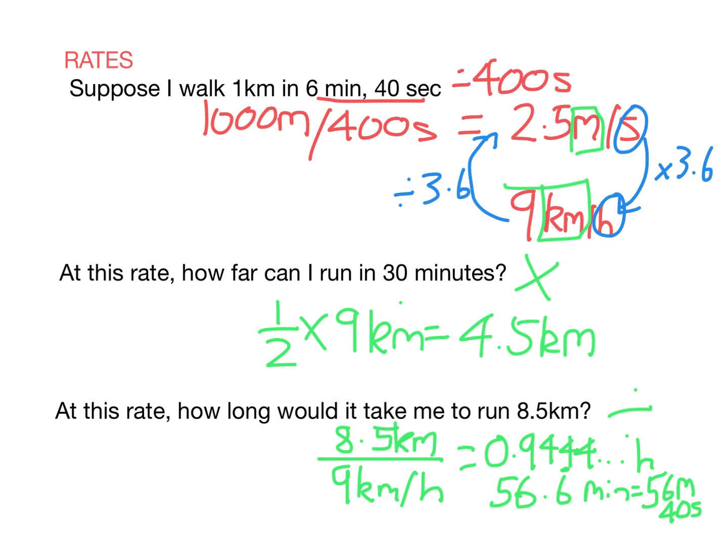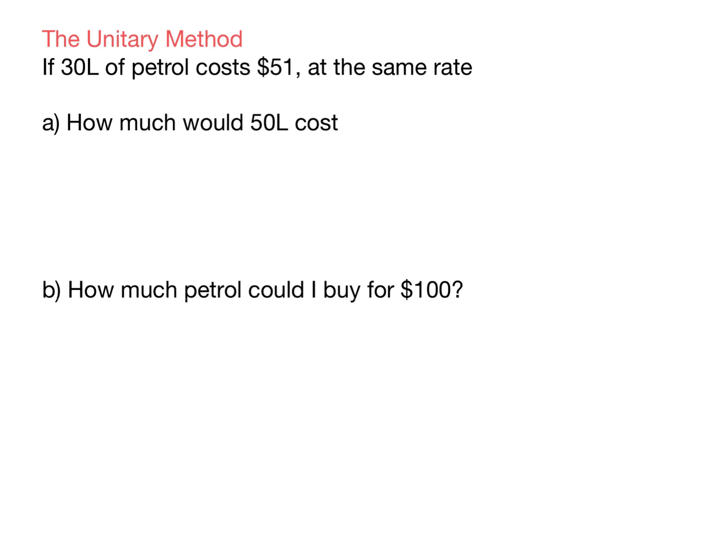All right, now we're going to look at more problems like this using the unitary method. So we're going to solve the problem. If 30 litres of petrol costs $51 at the same rate, how much would 50 litres cost? We're going to use the unitary method. What that means is you calculate the value of 1 unit. So in this case, each unit is a litre of petrol. We're going to calculate how much 1 litre of petrol will cost.